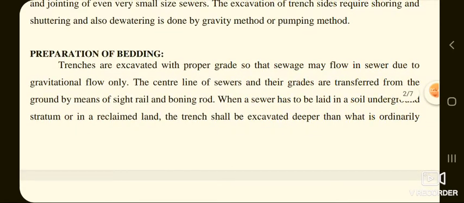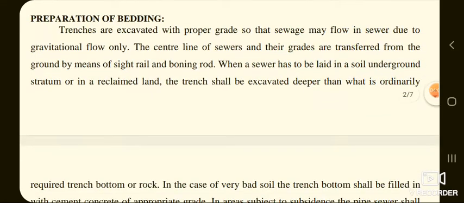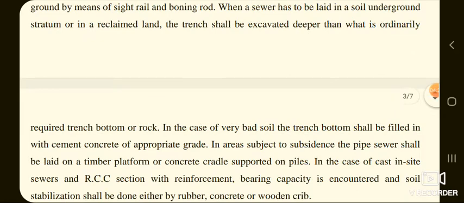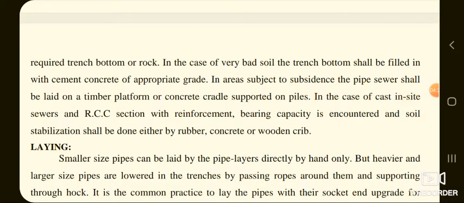Now the third item is preparation of bedding. Trenches are excavated with proper grade so that sewage may flow in sewer due to gravitational flow only. The center line of sewer and their grades are transferred from the ground by means of sight rail and boning rod. When a sewer has to be laid in a soft underground stratum or in reclaimed land, the trench shall be excavated deeper than what is ordinarily required, to reach a firm trench bottom or rock.